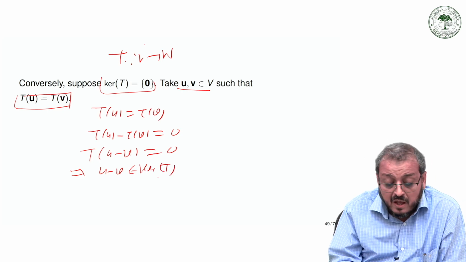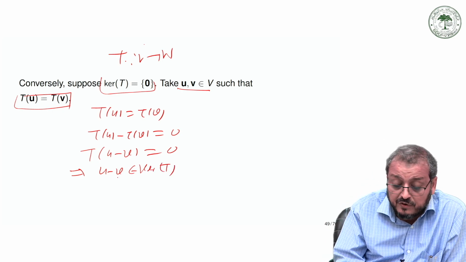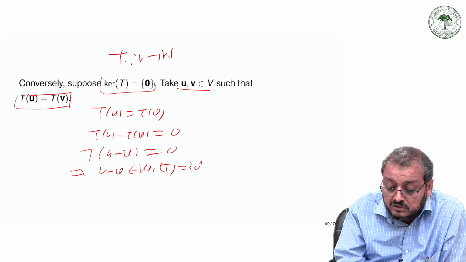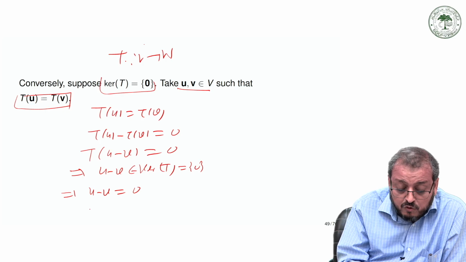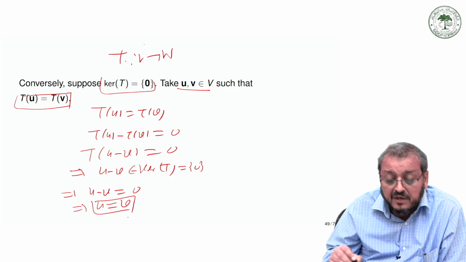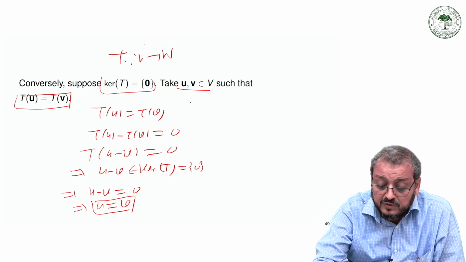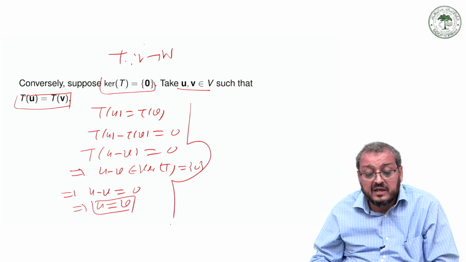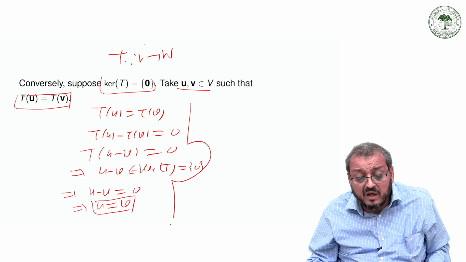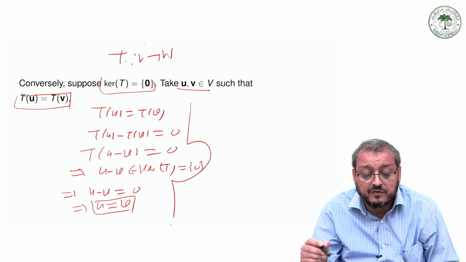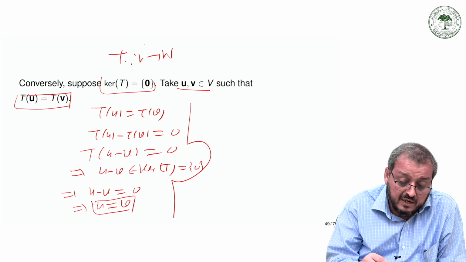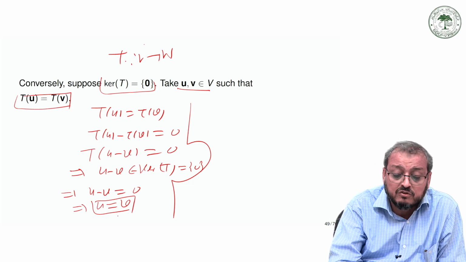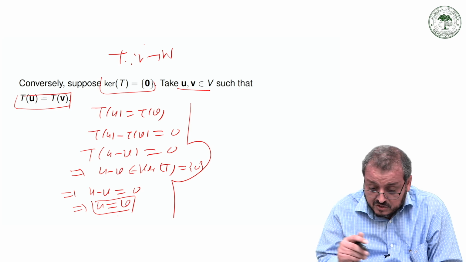the kernel of T. And u minus v is an element of the kernel of T, but the kernel of T is the 0 subspace. So this implies that u minus v is equal to 0. If u minus v is equal to 0, then we can say that u is equal to v. So we have proved that if the kernel of T is equal to 0, then we can say that T is one-one. If T is one-one, then we also showed that the kernel is always equal to 0.